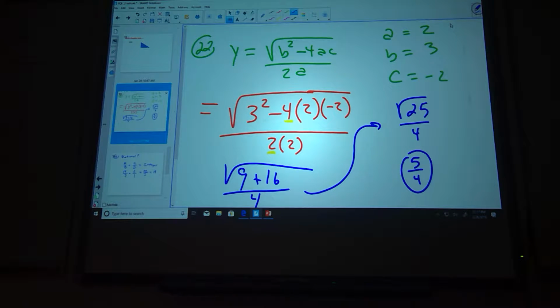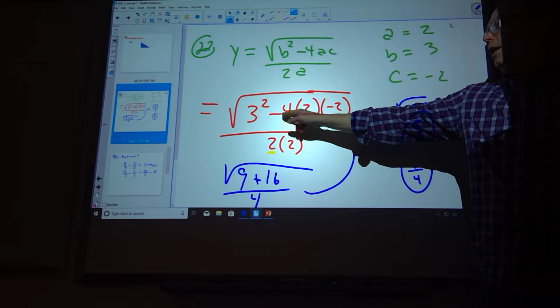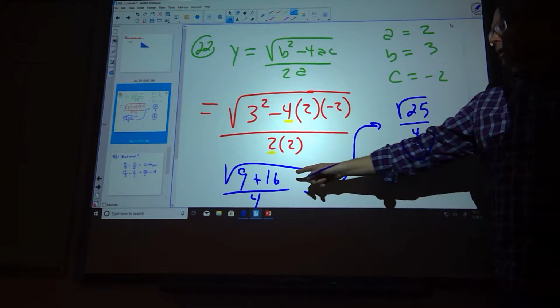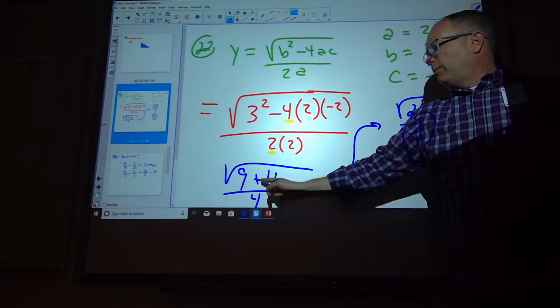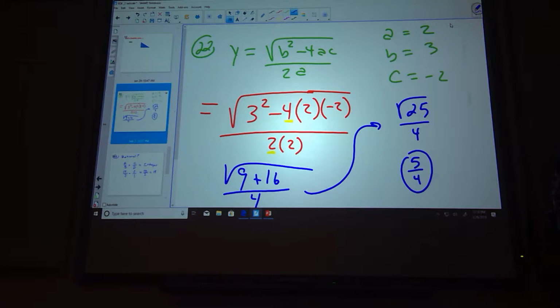I just replaced the values with the numbers. Okay, but you see how that's a 3 squared, so you got a 9 there. And then these 3 numbers are actually being multiplied together, so you get -4 times 2, and then times another -2. That gave me the positive 16. So 9 plus 16 gives me the 25. Square root of 25 is 5. All right?